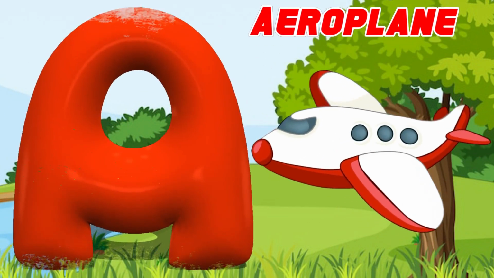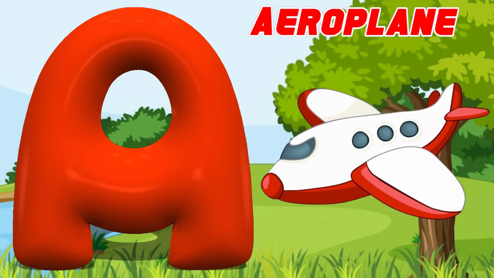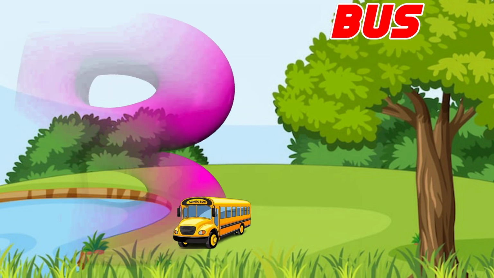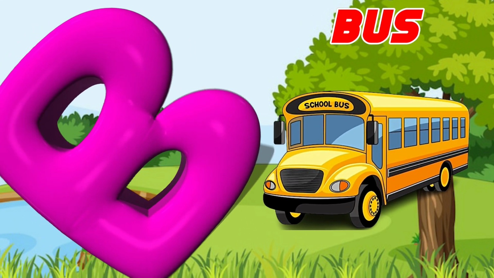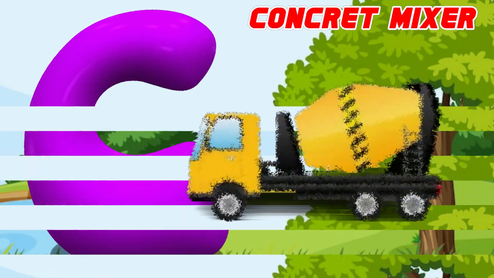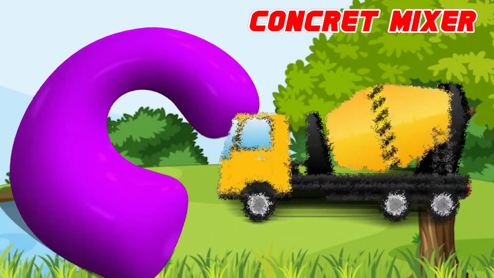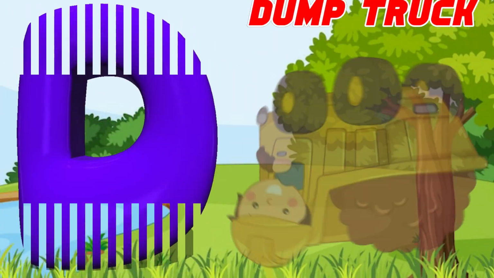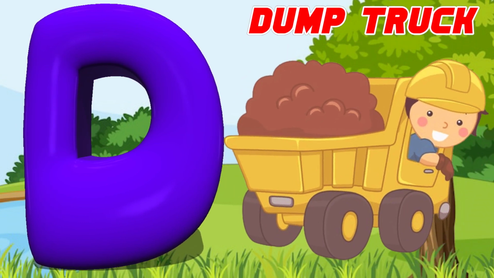A is for airplane. Airplane. B is for bus. Bus. C is for concrete mixer. Concrete mixer. D is for dump truck. Dump truck.